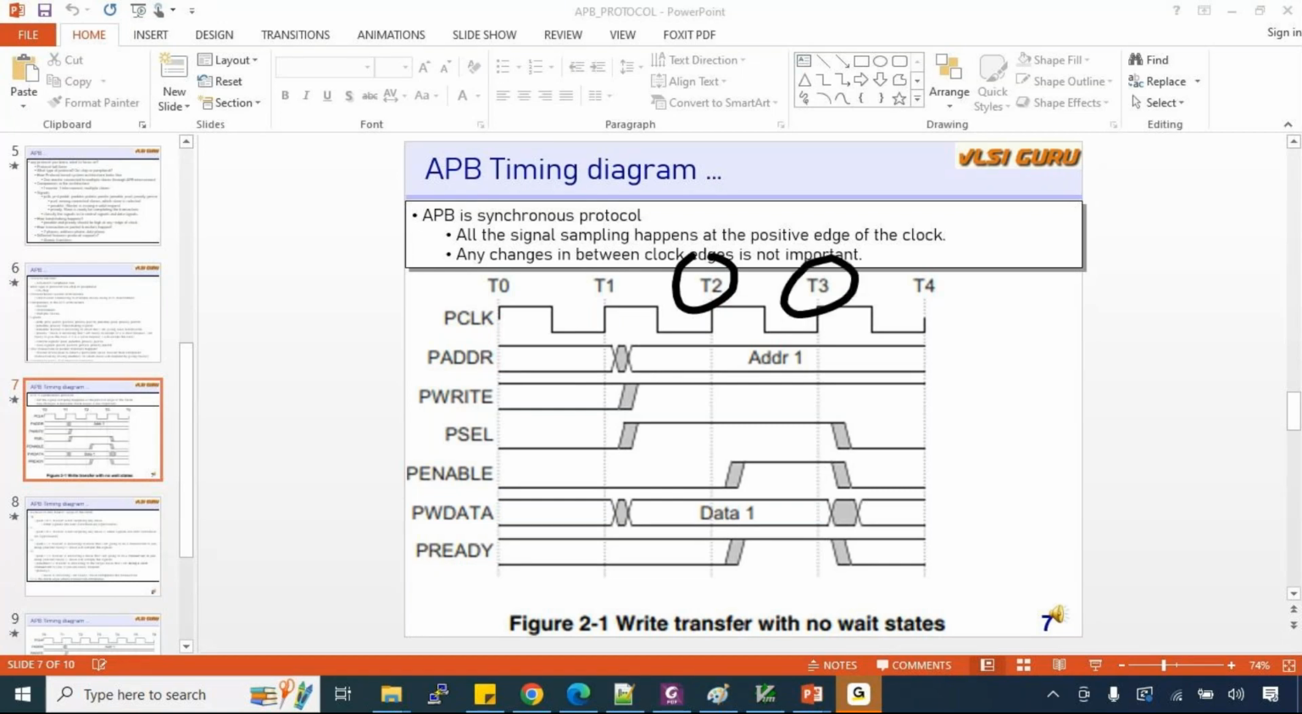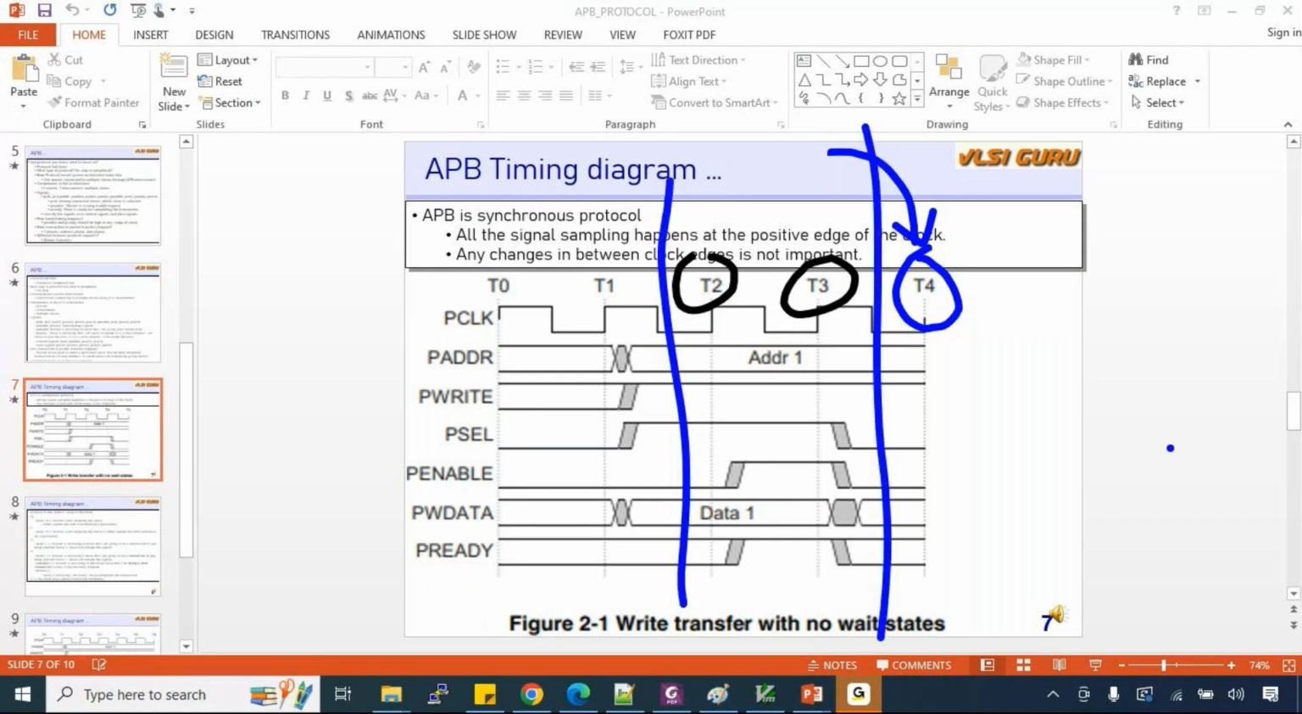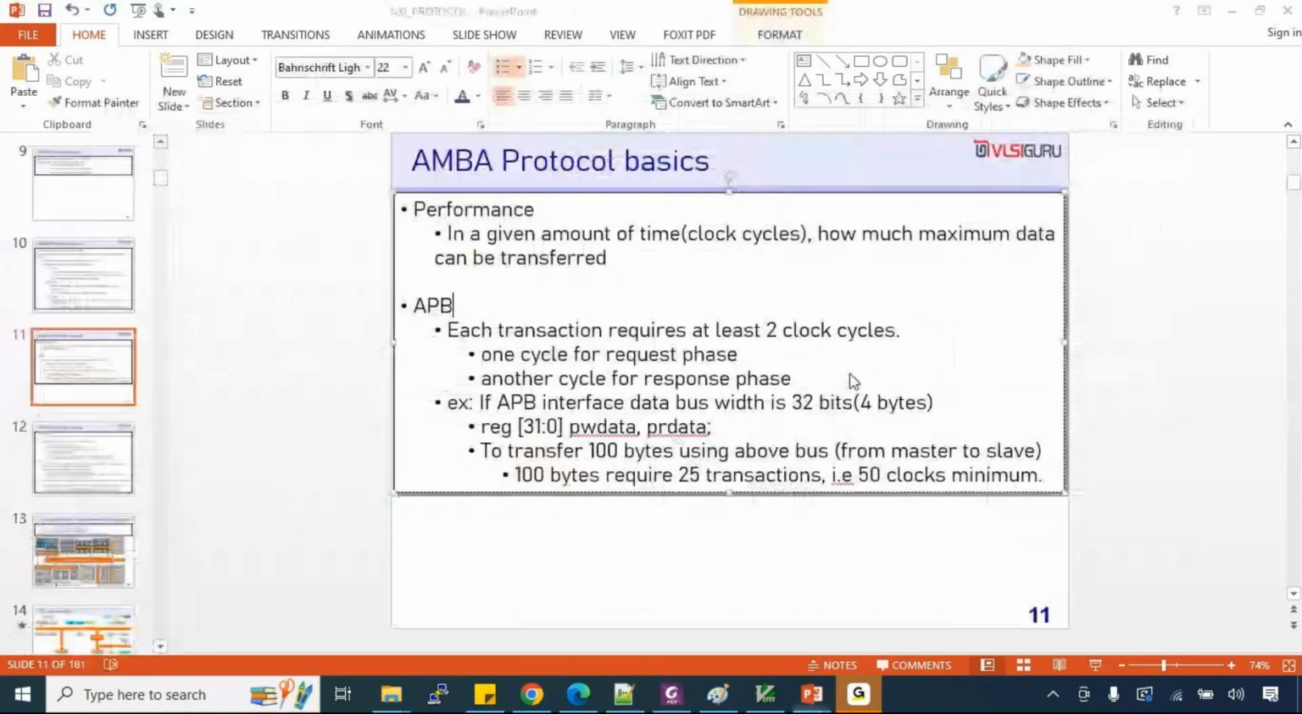When can I apply a new transaction? At what time can I apply the next transaction? Only at T4, right? Not before that. Only here can I apply the next transaction. That means one transaction is taking how many clock cycles at minimum? Minimum 2 clock cycles, T2 and T3. Only after that can you do a new transaction. So in APB, each transaction requires at least 2 clock cycles.